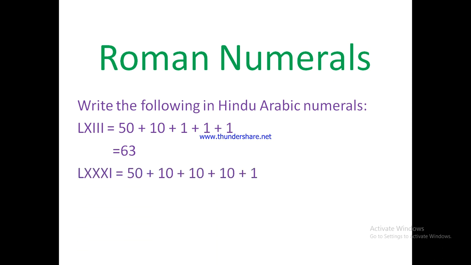So the second example, L is 50 and X is written to the right, so it will be added. 50 plus 10, again X is there, plus 10, again X is there, plus 10, and then last is I. It is 1. So what is the total, children? Yes, it is 81.